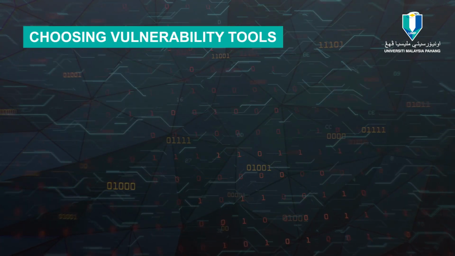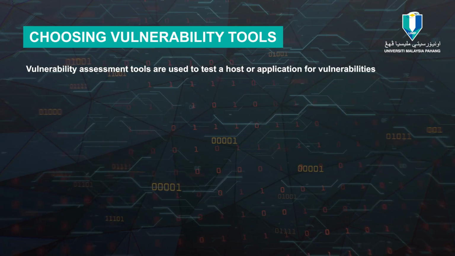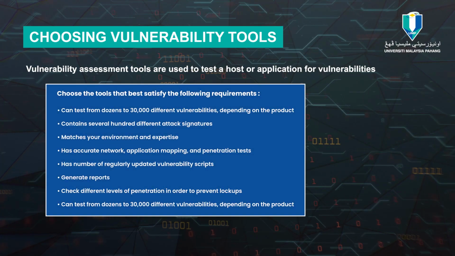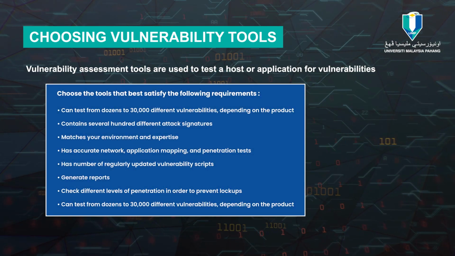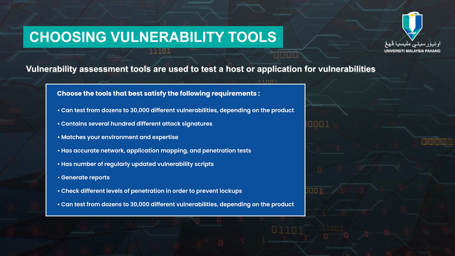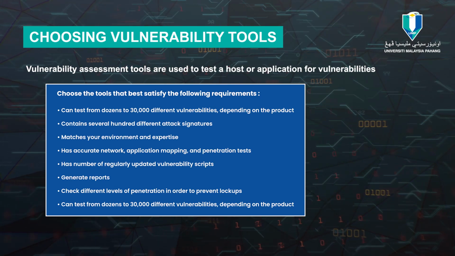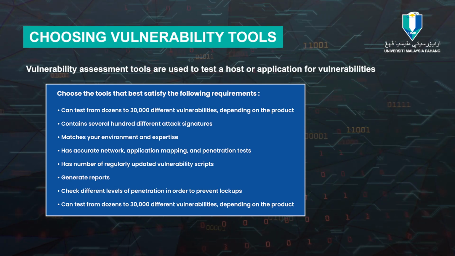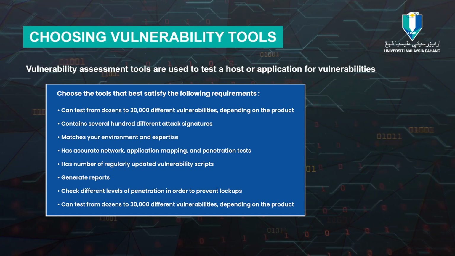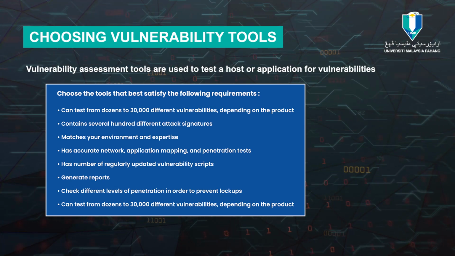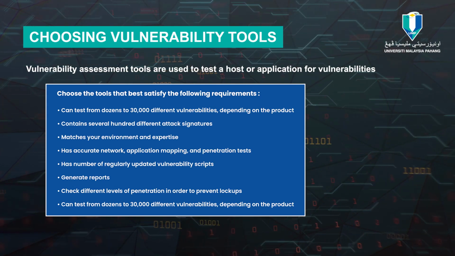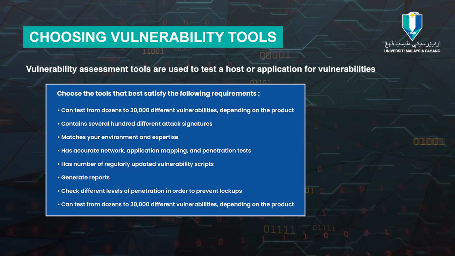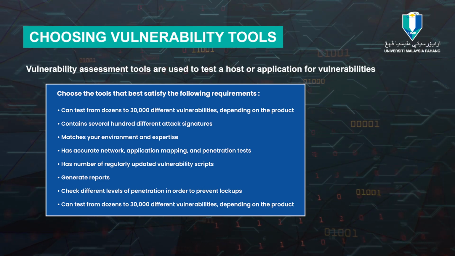Choosing a vulnerability assessment tool. Vulnerability assessment tools are used to test hosts or applications for vulnerabilities. Choose the tool that best satisfies the following requirements. First, it can test from a dozen to 30,000 different vulnerabilities depending on the product. It contains several hundred different attack signatures. It matches your environment and expertise. It has accurate network application mapping and penetration tests. It has a number of regularly updated vulnerability scripts for the platform that you are scanning. It generates reports and checks different levels of validation in order to prevent lockup.